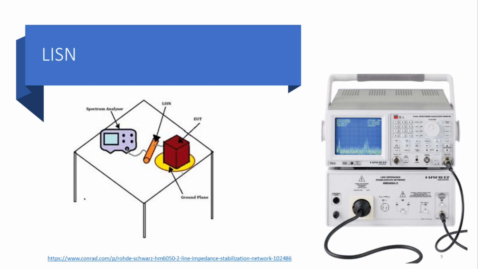It helps in two major things. LISN provides a defined stable impedance across the measurement frequency range and isolates the EUT and measurement circuit from the power source, thereby minimizing its influence on the measurements, and couples the disturbance voltages to the coaxial measurement port for connection to the measuring instrument.